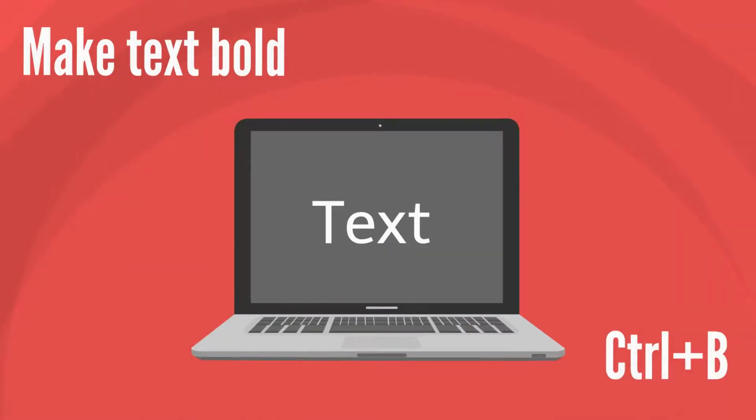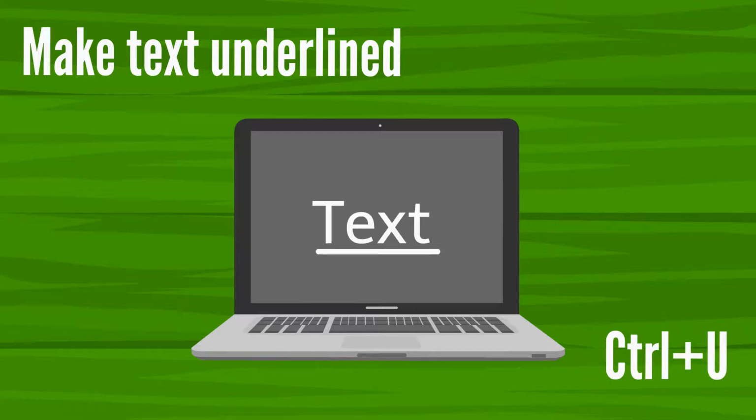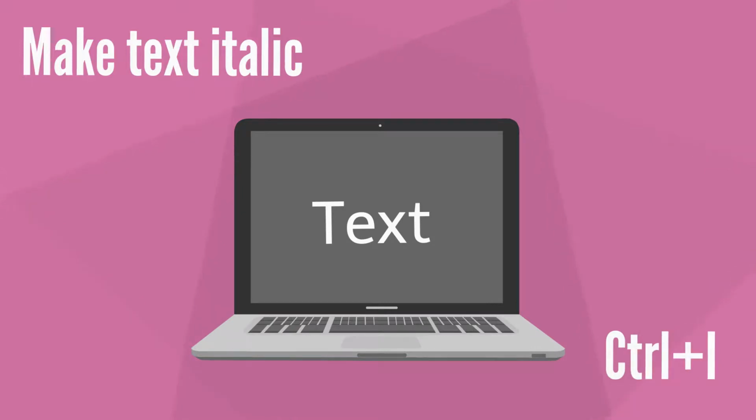To make text bold, press Ctrl and B together. To make text underlined, press Ctrl and U together. To make text italic, press Ctrl and I together.